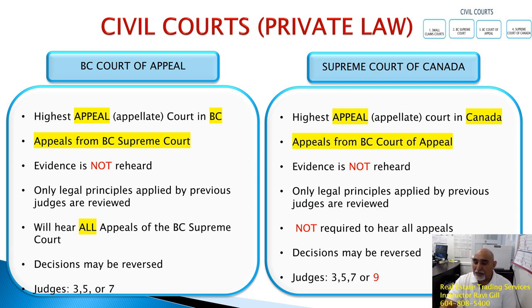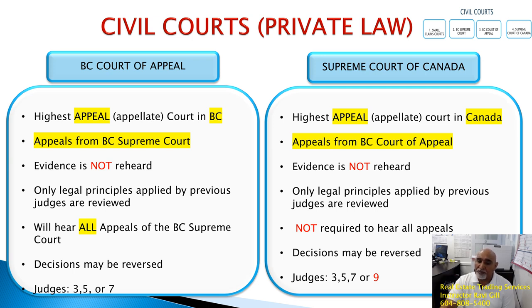Any party is allowed. Every party is allowed to appeal, and the BC Court of Appeal must hear the case. Well, not hear the case, but take the appeal and look at the situation, not evidence going to be reheard. Evidence, obviously look at evidence, but not rehear the evidence. Okay, obviously decisions can be reversed. In BC Court of Appeal, remember in small claims and BC Supreme, there was only one judge. In this one, there could be 3 or 5 or 7.